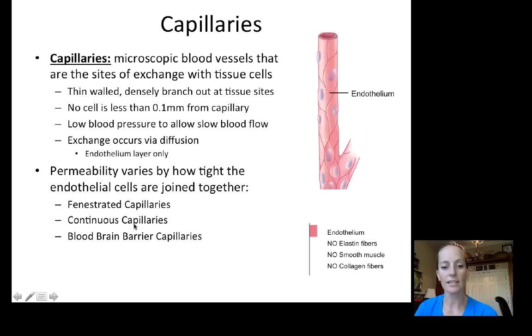Continuous capillaries are then sort of the general capillaries that we have in the body that are not very permeable, but they do allow for exchange because of their very thin walls. And then the tightest junction capillaries, which are surrounded by neuroglial cells in the brain, form the blood-brain barrier. So these are just endothelium, no elastin fibers, no smooth muscle, and no collagen fibers.